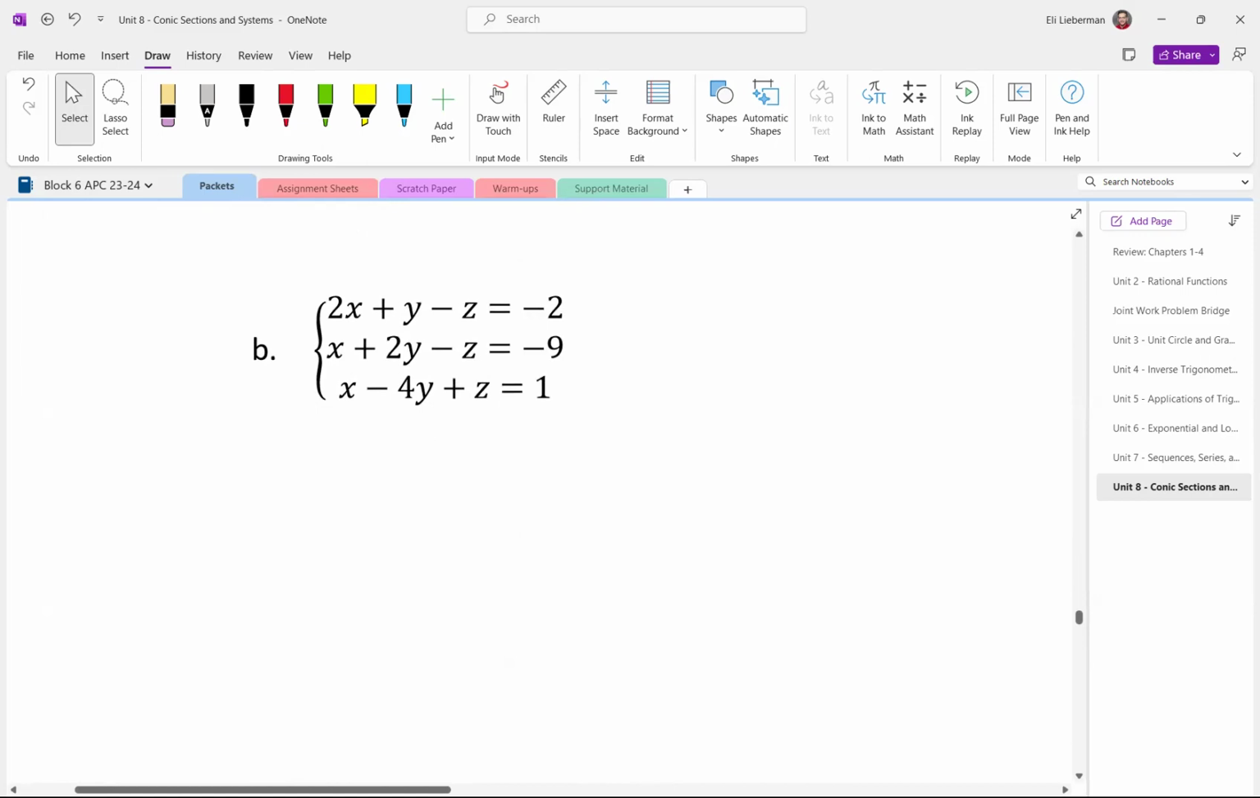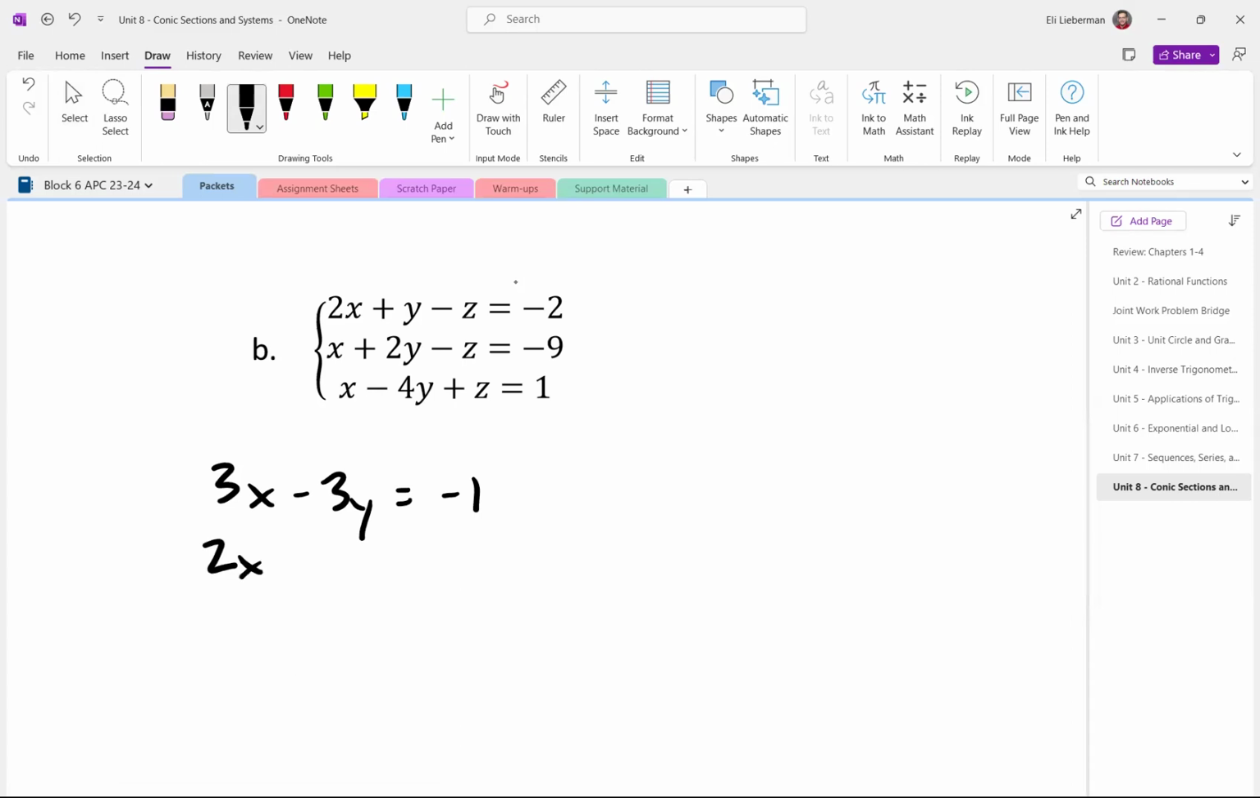Okay, so this one, let's go for it. What should we eliminate? The z, definitely. We don't need to multiply anything for the second and third. You could add the first and third, and you could add the second and third. Nice and clean. First plus third, I have 3x minus 3y equals -1. Second and third, I have 2x minus 2y equals -8. Did I do that right?